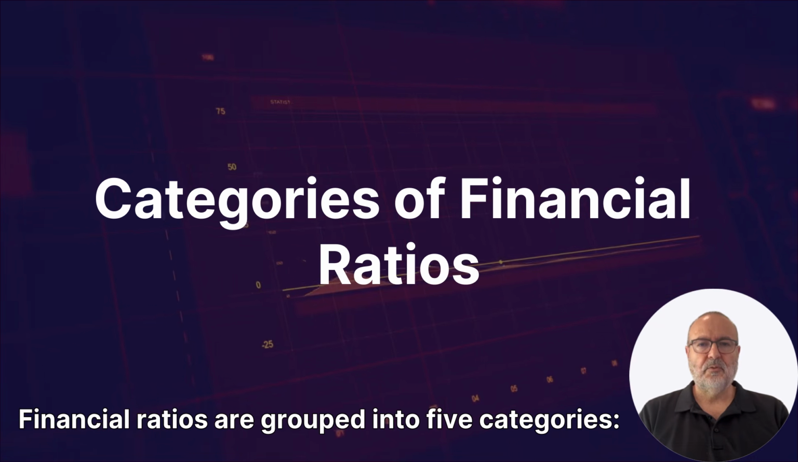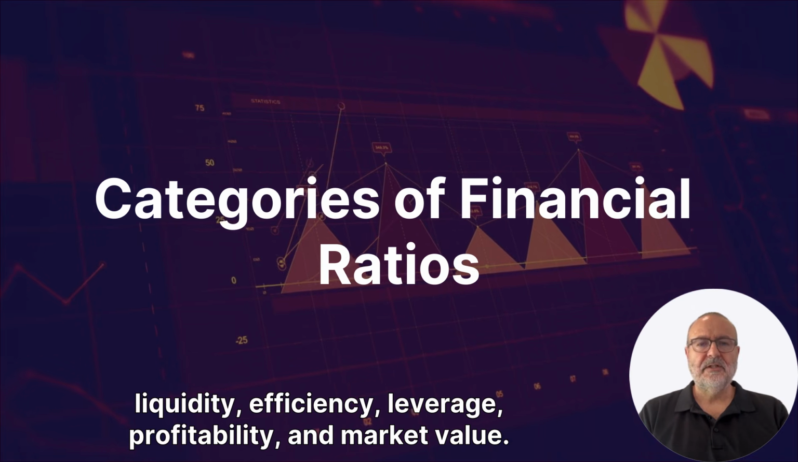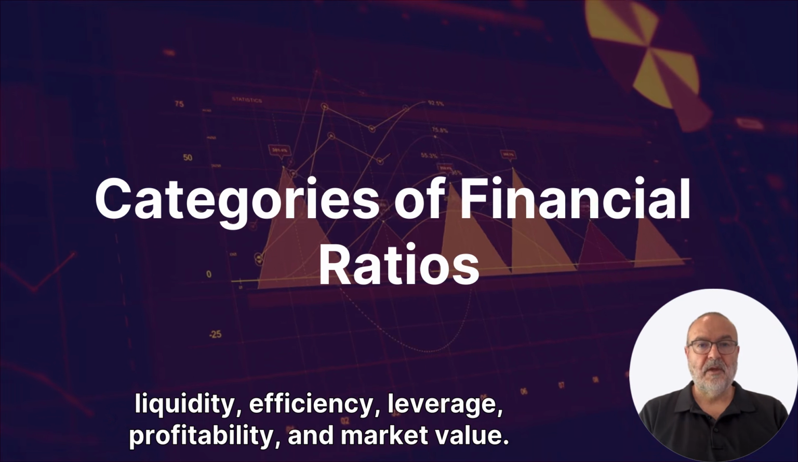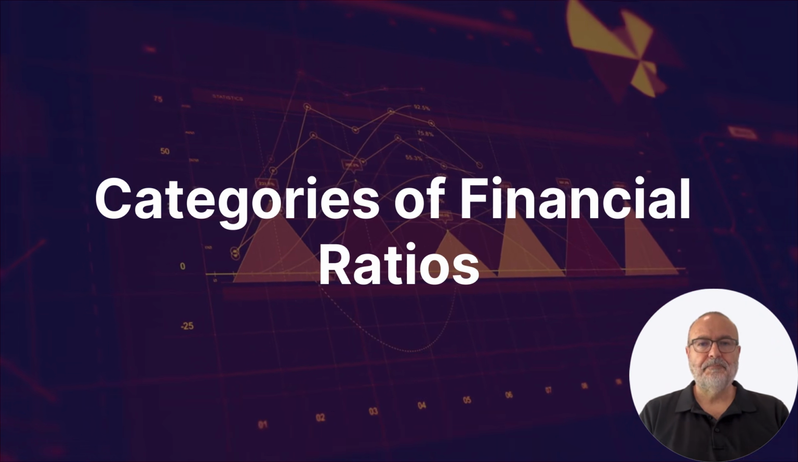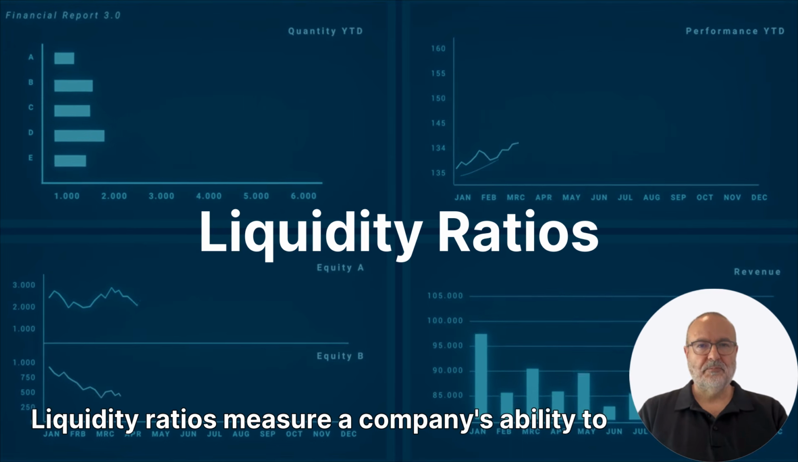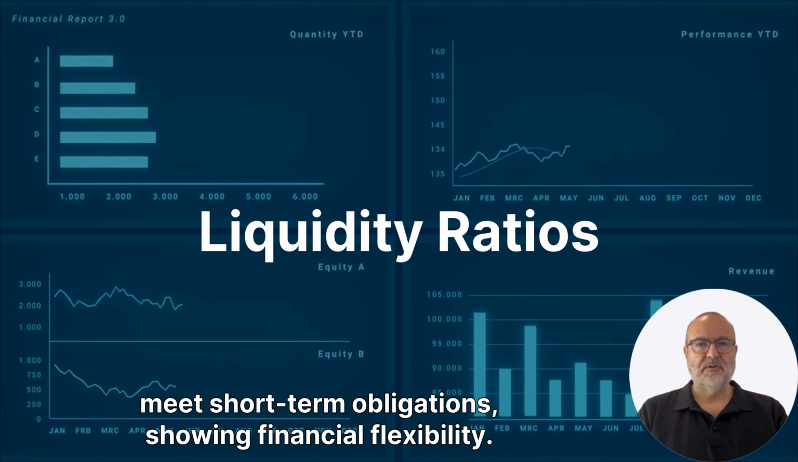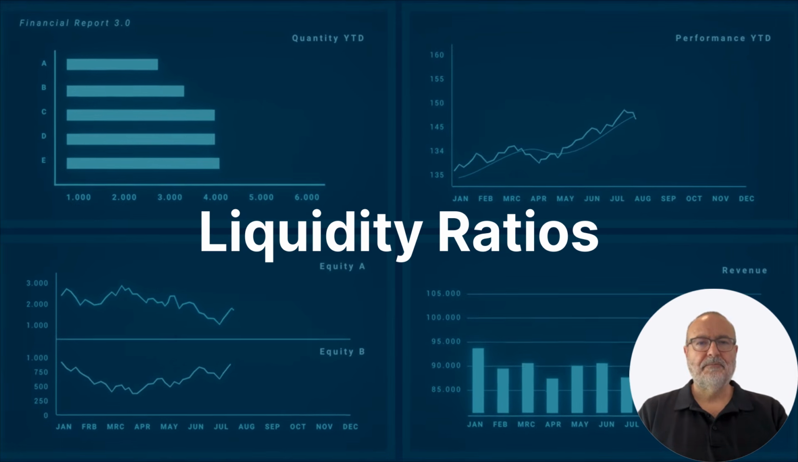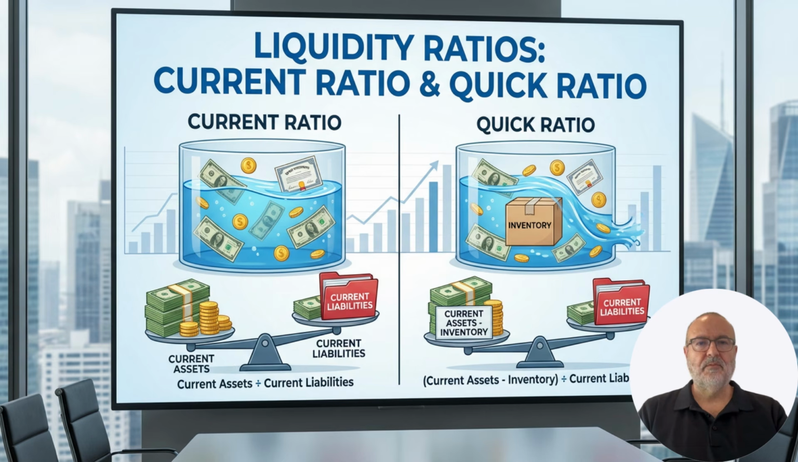Financial ratios are grouped into 5 categories: liquidity, efficiency, leverage, profitability, and market value. Liquidity ratios measure a company's ability to meet short-term obligations, showing financial flexibility. Two of the most important liquidity ratios are the current ratio and the quick ratio.